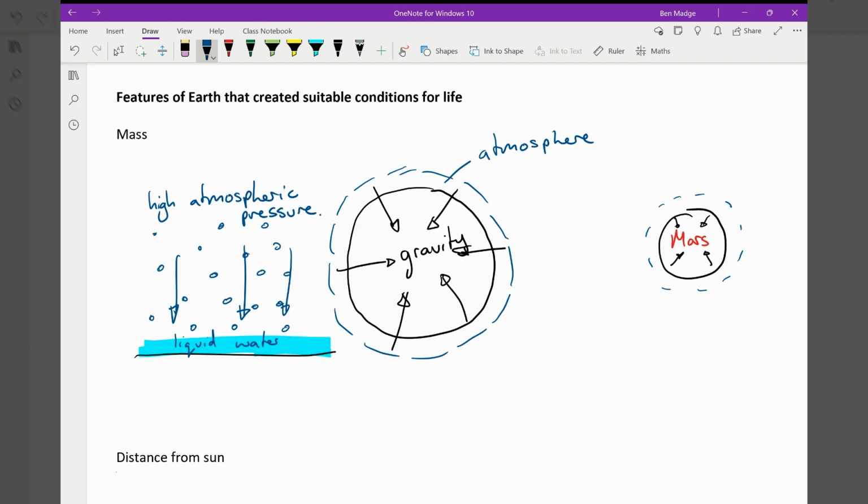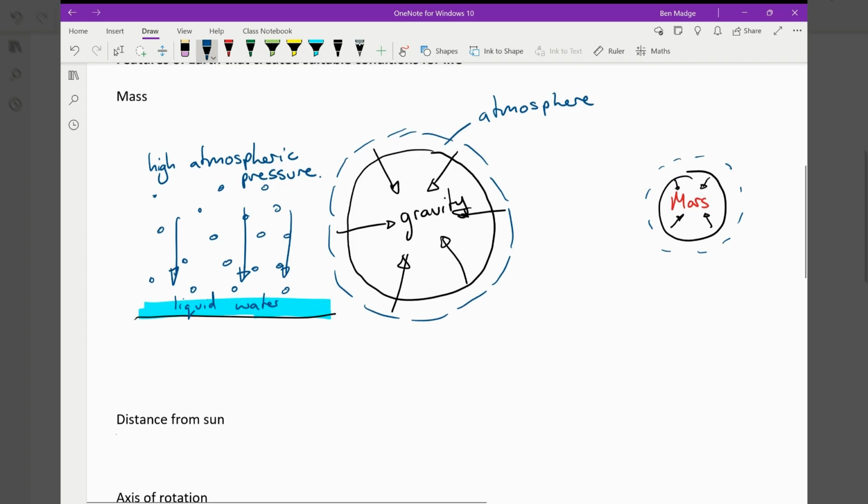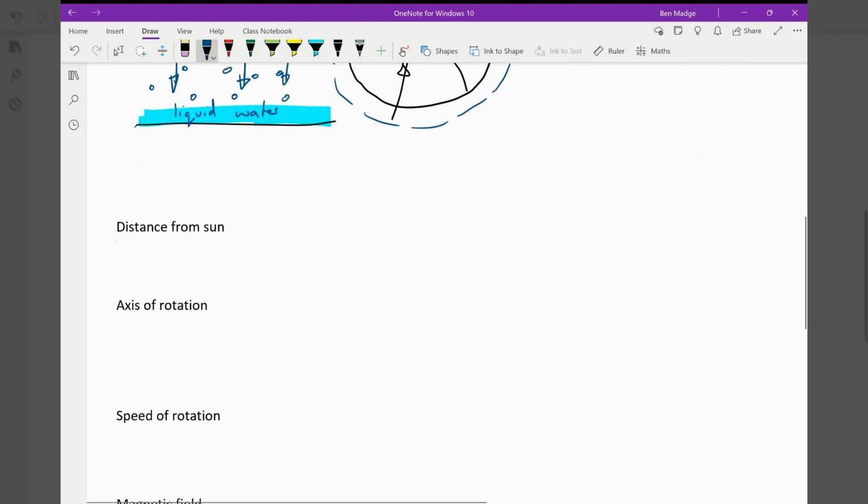Okay, and water is really important for life. It's a really important solvent. It helps prevent things from overheating, because it's got a really high heat capacity, and we'll learn a bit more about water in a future lesson. So next one then is the distance from the sun.